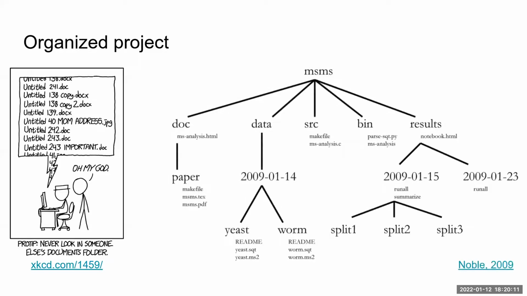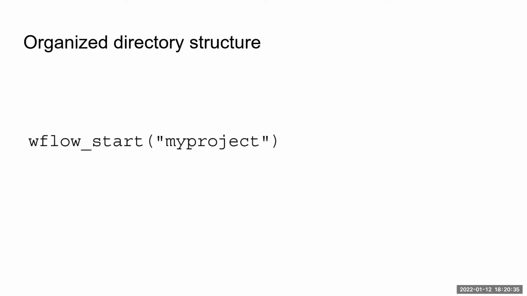And so there are best practices, for example, Noble 2009 is a great paper explaining how to organize projects. It has directory structures, having your source code in one place, your output somewhere else, your data in one place. This is great, but this can be a pain if you're just trying to start out a project. Are you really going to have to create all these directories and think this much about it? And so what workflowr does is helps you not have to think about it.